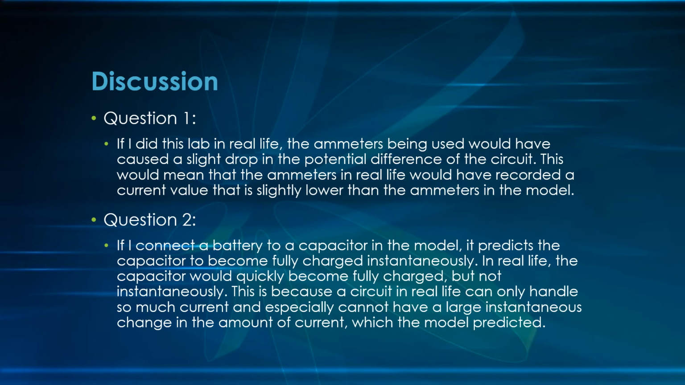To answer the first what-if question, the ammeters being used in real life would have caused a slight potential drop in the circuit, and this would have meant that the ammeters would have recorded a slightly lower current in real life than in the model. For the second what-if question, if I connected a capacitor to a battery in the model, it would predict that the capacitor would become fully charged instantaneously. However, in real life, it would become fully charged quickly, but nowhere near as fast. This is because the circuit in real life can only handle so much current at a time, and especially cannot handle large instantaneous changes in the amount of current, which the model predicted.